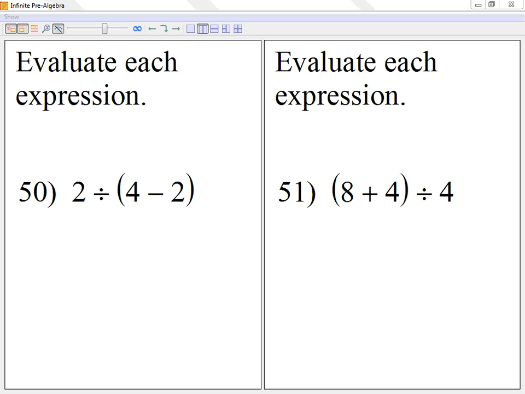Okay, so we left off at 49, right? So we'll start at 50 today. All right, so looking at question 50, we have: evaluate each expression.